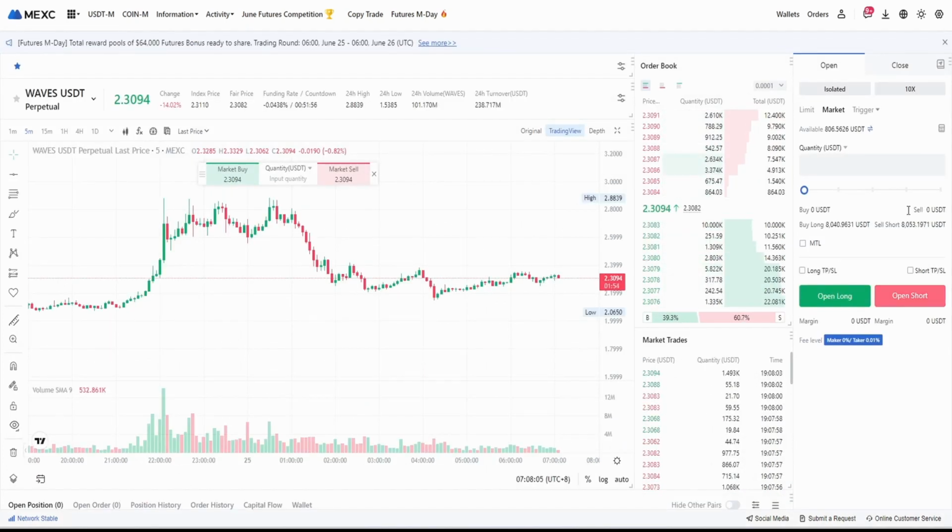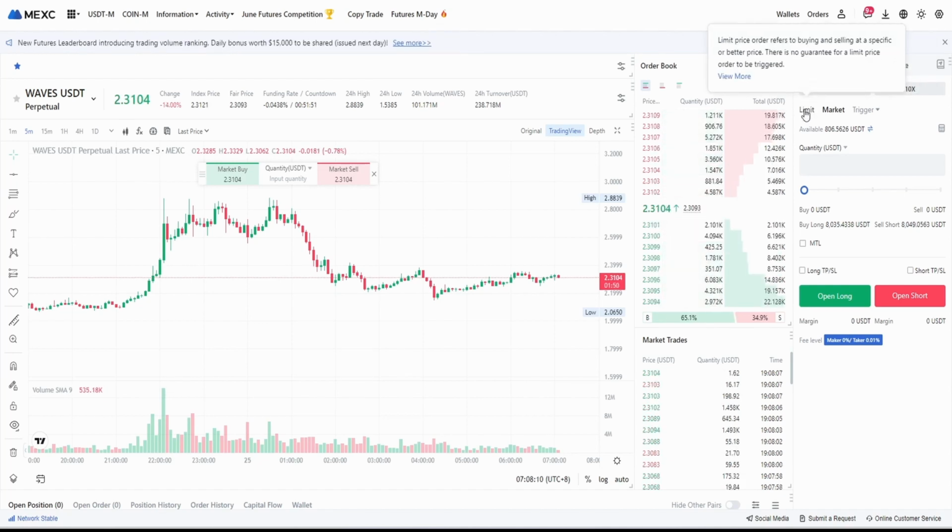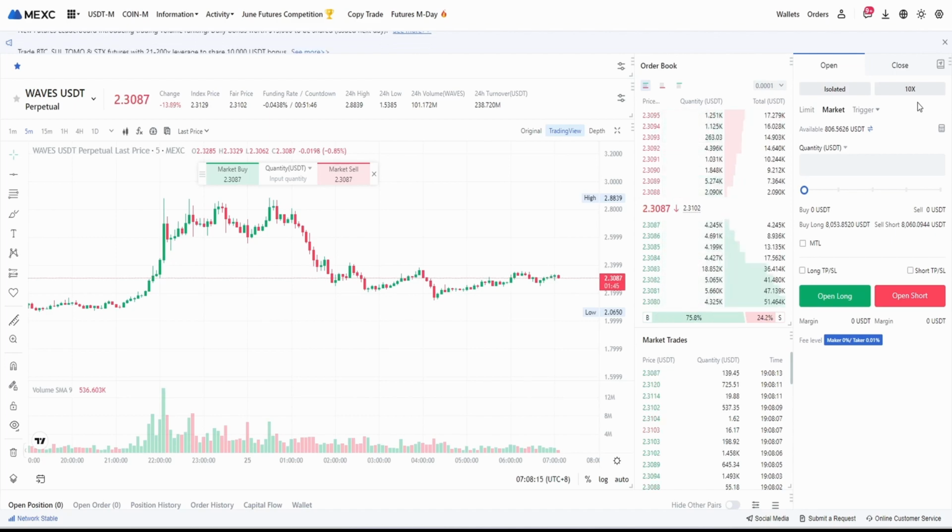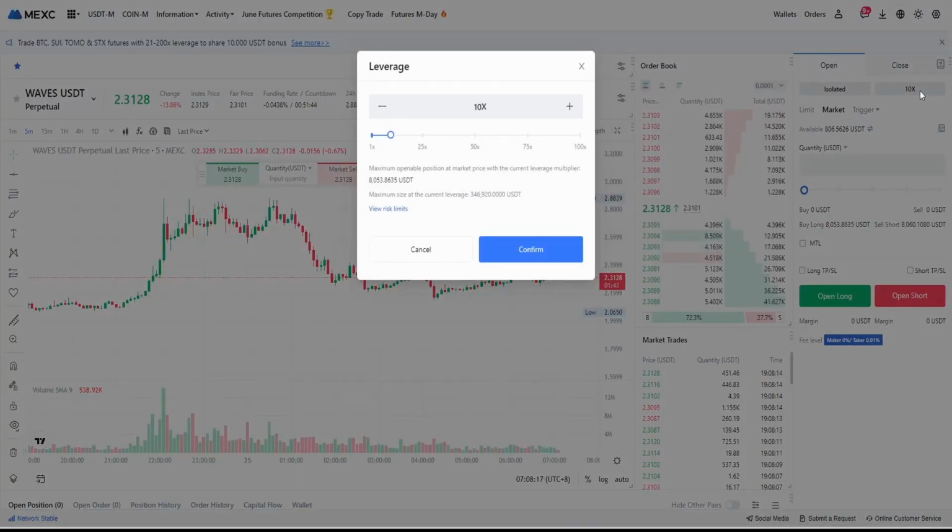Okay, so now that you understand the two most basic order types, the market order and the limit order, let's go into a little more detail with regards to leverage. So leverage is a tool that allows traders to control larger positions in the market with a smaller amount of money. So leverage enables you to amplify your potential profits and losses. For example, with a 10x leverage, you can trade with 10 times the amount of funds you actually have. This means that if the market moves in your favor, your profits will be multiplied, but if it moves against you, your losses will also be multiplied. So just make sure you keep that in mind when you're setting up your trades.